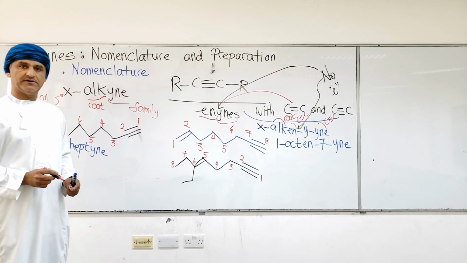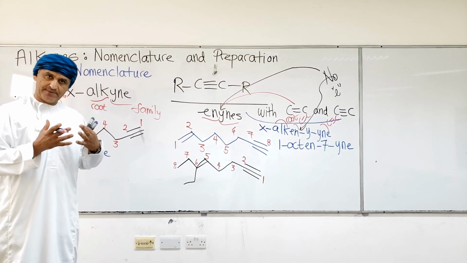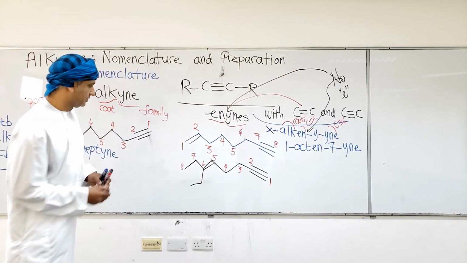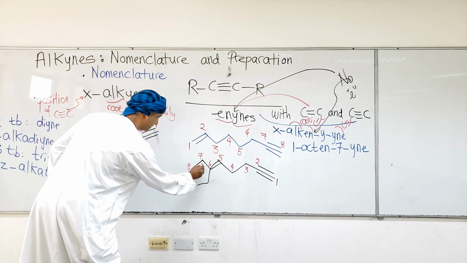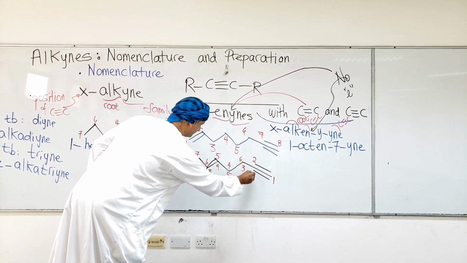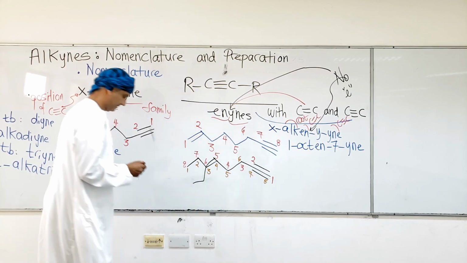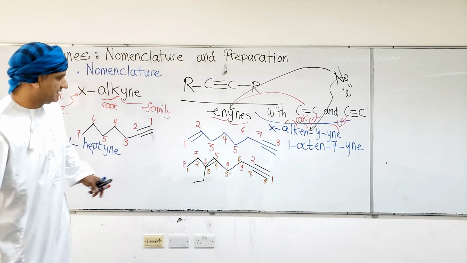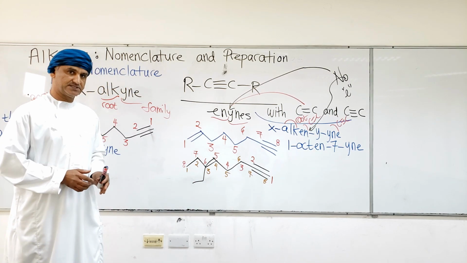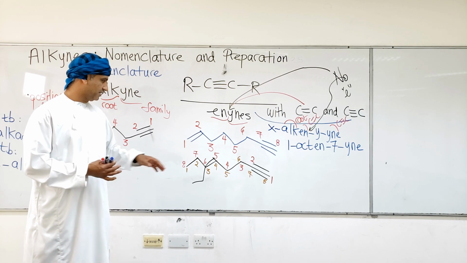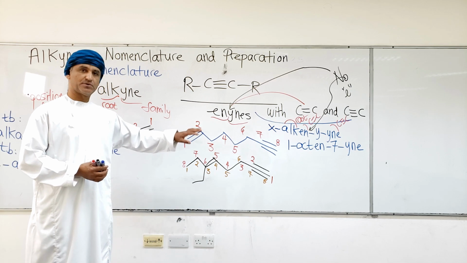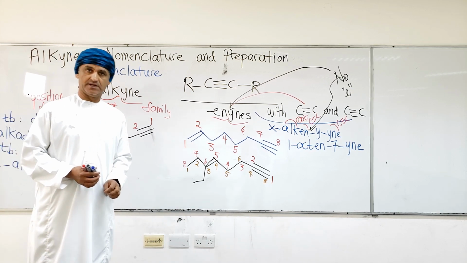1 and 5 is a better set of numbers than 3 and 7. If we write that down also like this: 1, 2, 3, 4, 5, 6, 7, 8. So 3 and 7 in the brown set of numbers is not as good as the red set of numbers, which has 1 and 5. So therefore the red numbering system is preferred in this case.